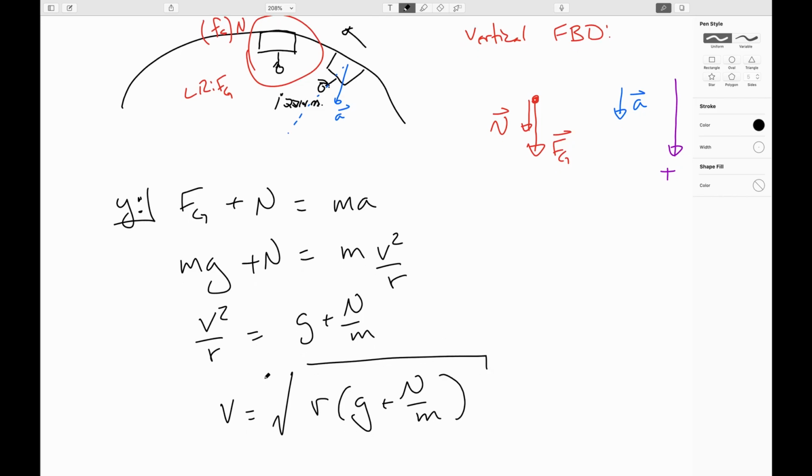This tells us, at least in this case for a roller coaster, that there is a slowest speed, a minimum speed the roller coaster must be going at the top of the loop-de-loop if it's going to stay on the track. And what do I mean by that? Well, the normal force can't go less than 0, because it can only push down, it can't pull up. And so the smallest value this can possibly be is 0.